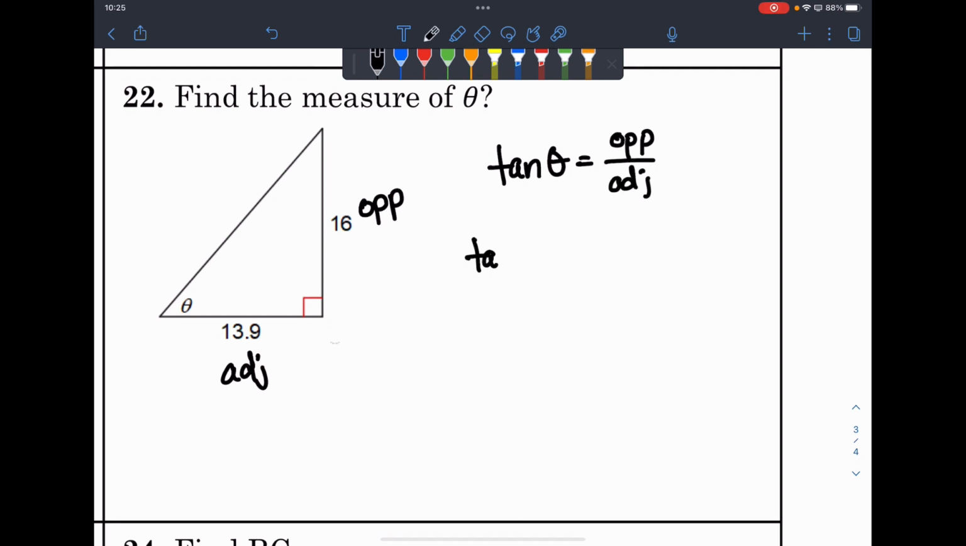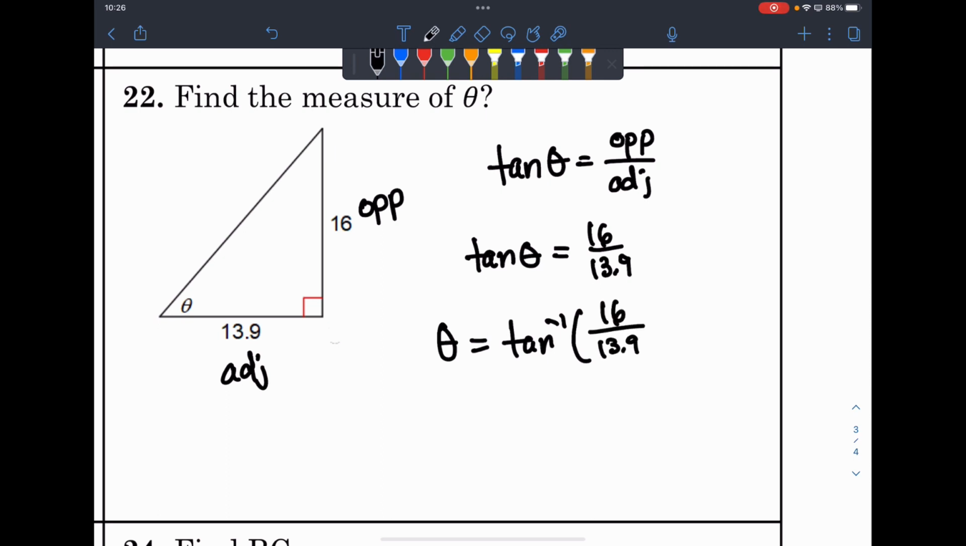So using the tangent, that trig function, we would get 16 over 13.9. And since the tangent of theta is equal to this, taking the arctan of both sides means that theta equals the arctangent of 16 over 13.9. And that is your answer. We're not going to estimate this, we're just going to simply write that.